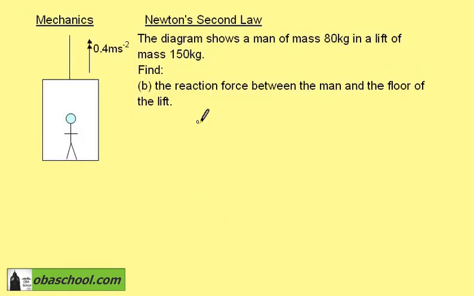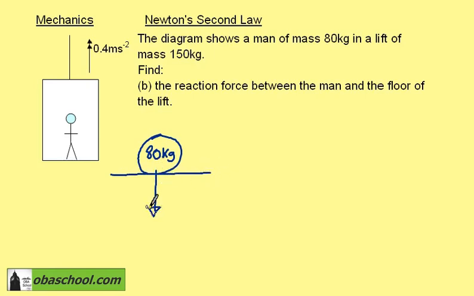In part B here, we want to find the reaction force between the man and the floor of the lift. The idea here is now to consider the man separately. So if we draw a diagram for the man and the floor of the lift, here is the man. He's got a mass of 80 kilograms and he's standing on the floor of the lift.